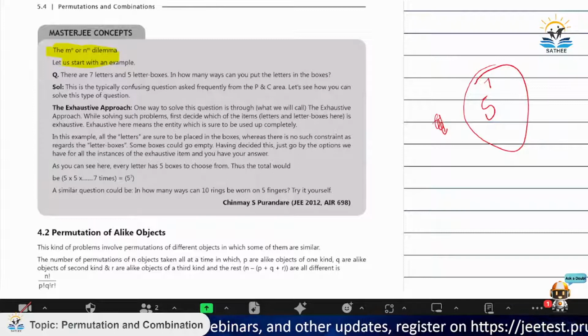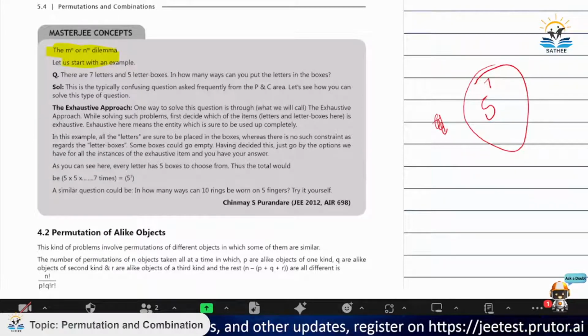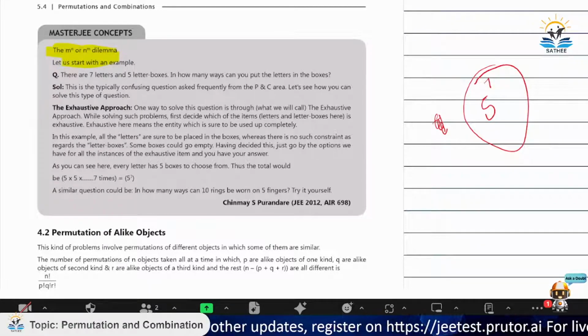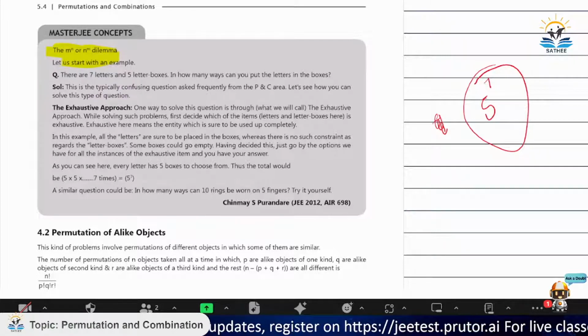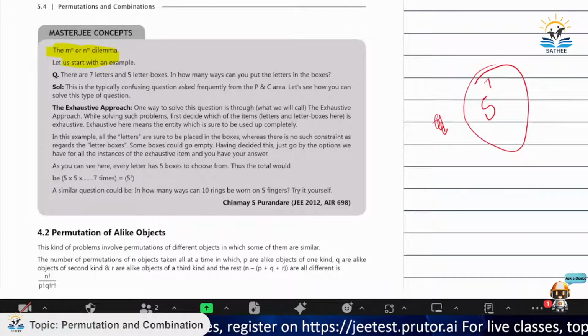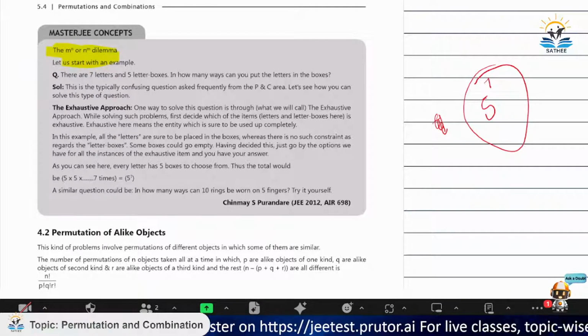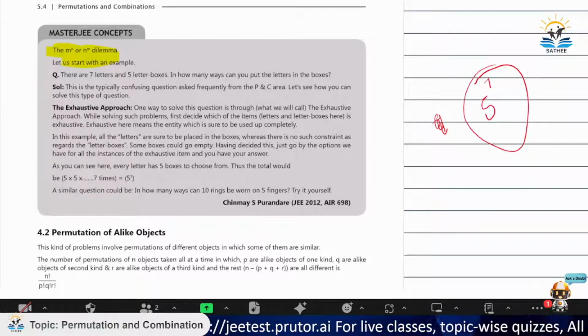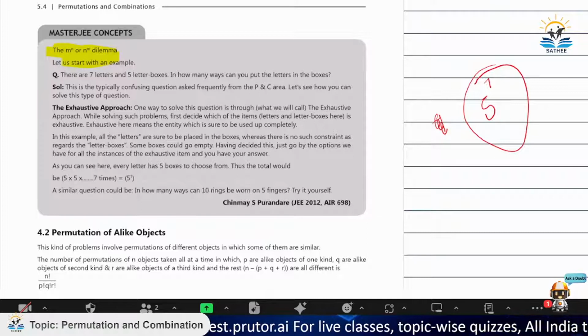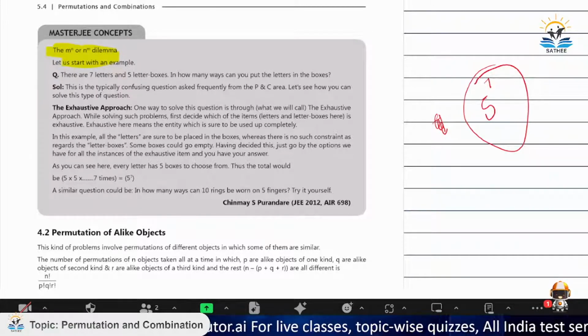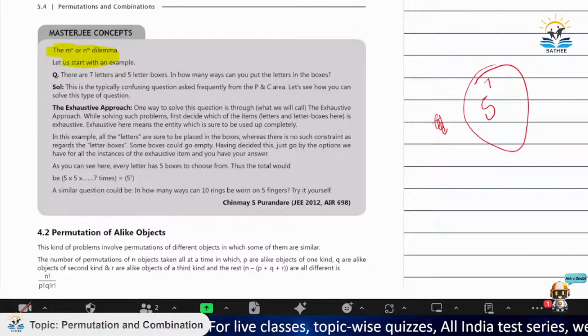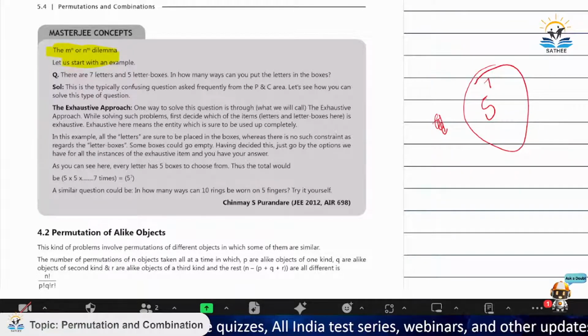This is a typically confusing question that frequently comes from the PNC area. Let us see how we can solve this type of question. One way to solve this question is through what we call the exhaustive approach. While solving such problems, first decide which of the items is exhaustive. Exhaustive here means the entity is to be used up completely. For example, letters are to be placed in the boxes, whereas there is no such constraint with regards to letter boxes.